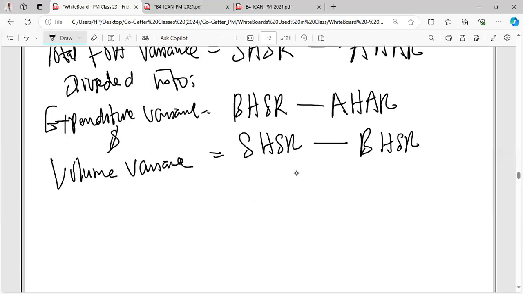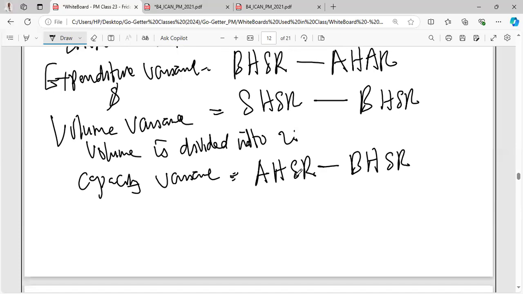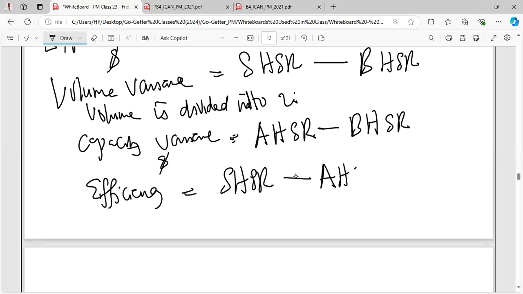Volume variance is divided into two: capacity variance, which is actual hours at standard rates minus budgeted hours at standard rates, and efficiency, which is standard hours at standard rates minus actual hours at standard rates.